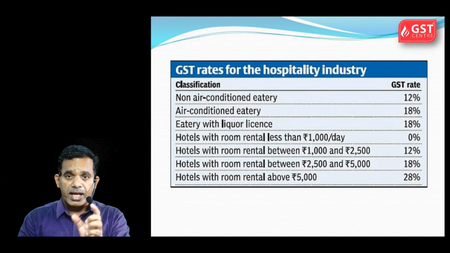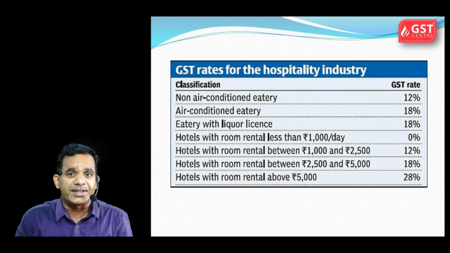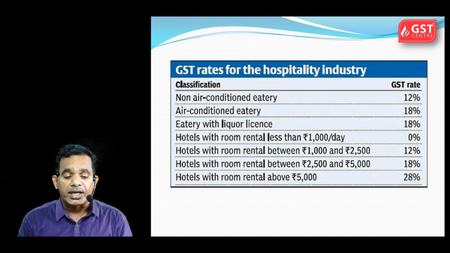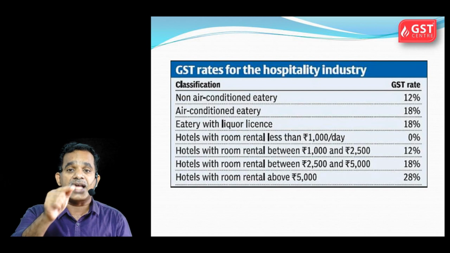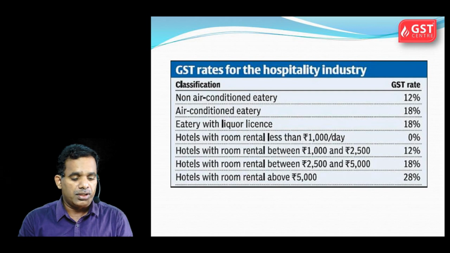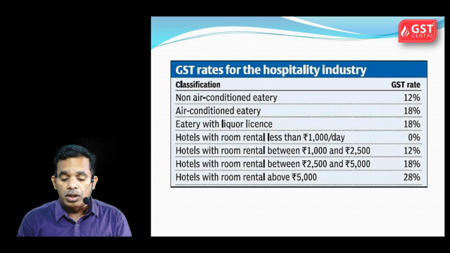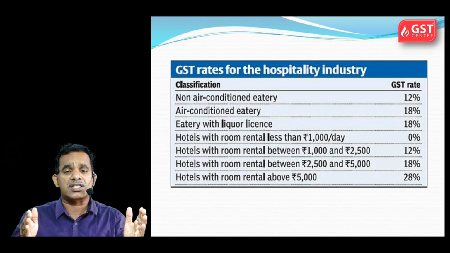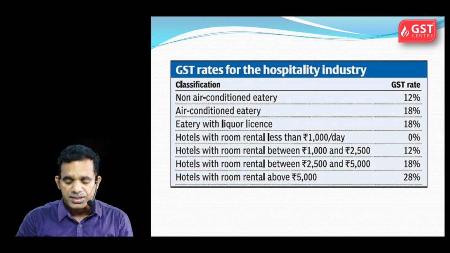Then if you take one industry, the hospitality industry itself, you can see various types of rates. Say non-air conditioned eatery 12%, air conditioned eatery 18%, eatery with a liquor license 18%, hotels with a room rental less than 1,000 a day, that is 0%. Then hotels with a room rental between 1,000 and 2,500, 12%. Then hotels with a room rental between 2,500 and 5,000, that is 18%. And hotels with a room rental above 5,000, that is 28%. So in a specific industry itself, you can see various types of tax rates.